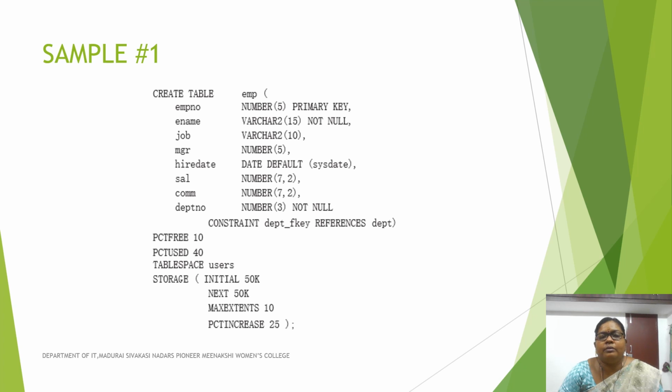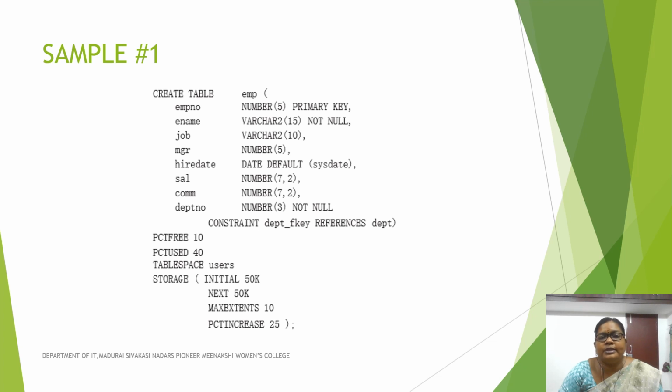The manager column has the data type number with the size 5, and the hire date has date as the data type, and the default value is the system date. So this means that if the user doesn't want to give any value, the system date is automatically copied and filled into that particular column. The salary column and the commission column have the data type number, with the size mentioned as 7, and then the department column. The department column has the data type number and follows the not null constraint.